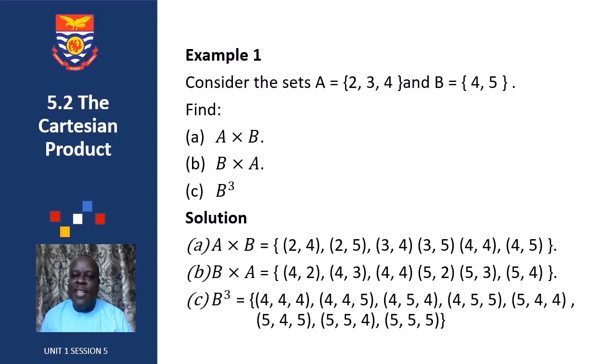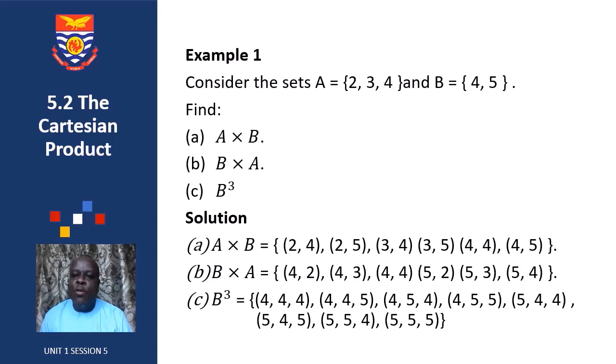Then when you come to the second one, which is B cross A, this time we start with the elements in B and match them with those in A. So the first ones will be (4, 2), then (4, 3), then (4, 4). Then we move to 5. Then we have (5, 2), (5, 3), and (5, 4). So that gives you the solution for B cross A. You see that B cross A is totally different from A cross B.